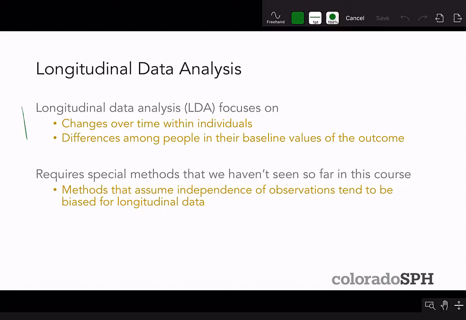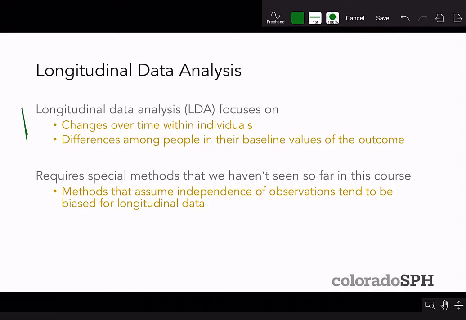And because longitudinal data analysis focuses on changes over time within individuals and differences among people in their baseline values of the outcome, it requires special methods that haven't been seen so far in this course. And in particular, this is because methods that assume independence of observations tend to be biased for longitudinal data.